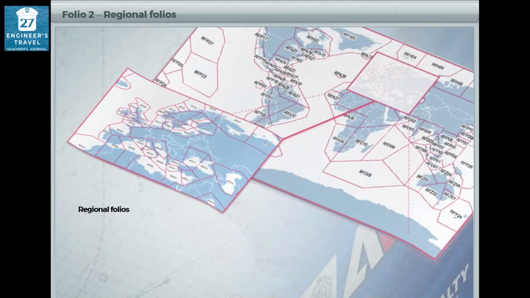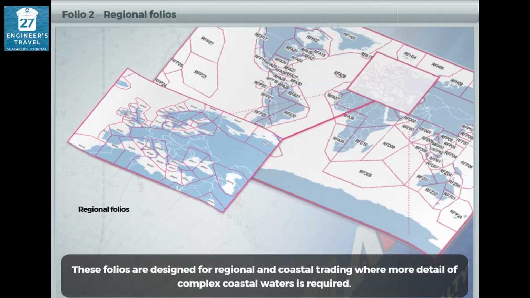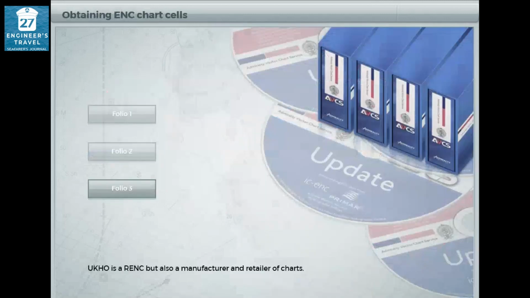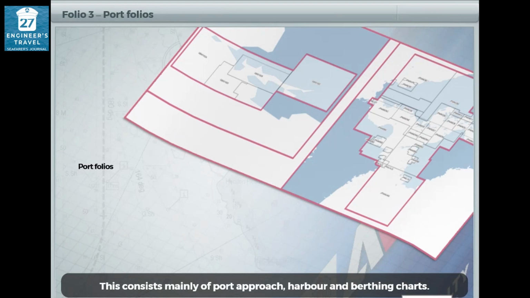These folios are designed for regional and coastal trading, where more detail of complex coastal waters is required. This consists mainly of port approach, harbour and berthing charts.